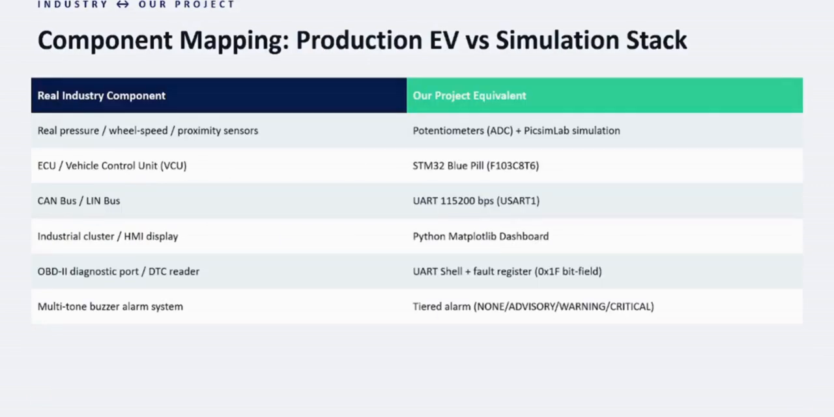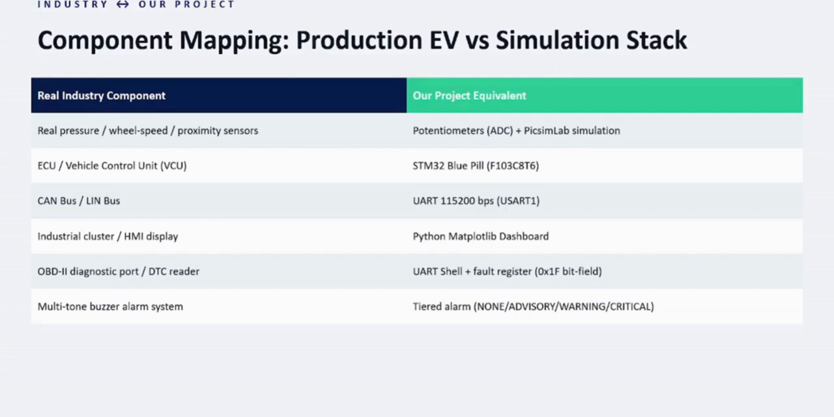This slide shows the complete development roadmap of my project. Instead of developing everything at once, I divided the project into 9 phases so that each module can be tested independently before integrating them. The first phase was setting up the development environment. I installed STM32CubeIDE for firmware development, Proteus Lab for hardware simulation, and Python for creating the dashboard.